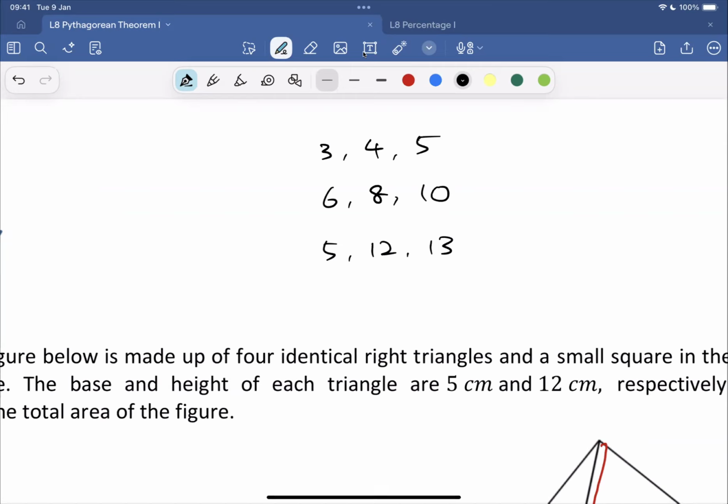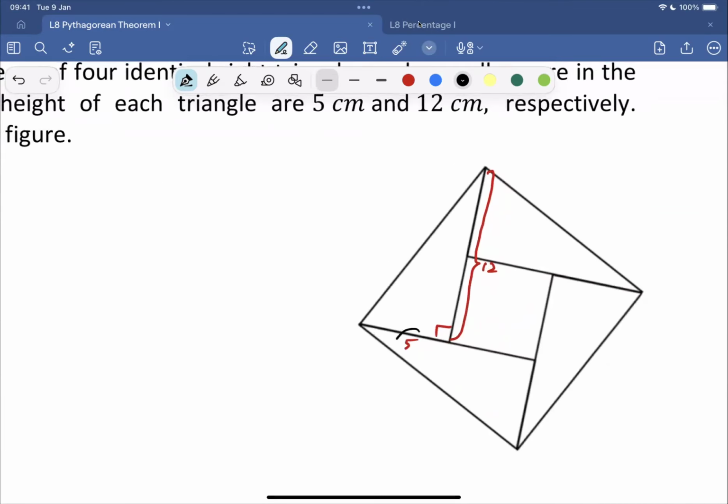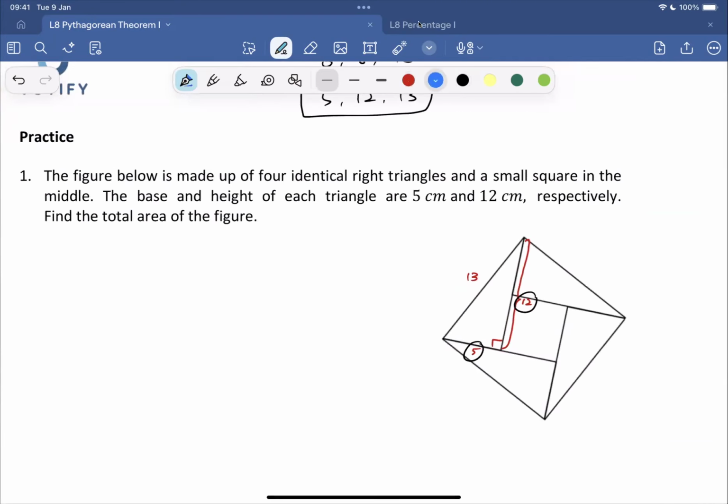So which one do you use in this question? 5, 12, 13. Very good. Thank you, Anika. So students, everybody needs to memorize these three Pythagorean triples. And since we know 5, 12, 13, and the question is using 5 and 12, then we can say that this is 13. So what's the area of the entire figure? 13 times 13, 169. Done. It's too easy.